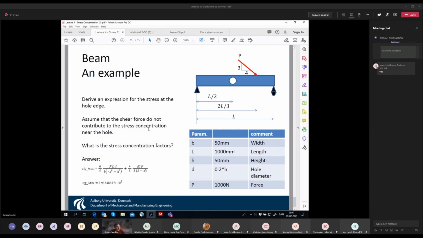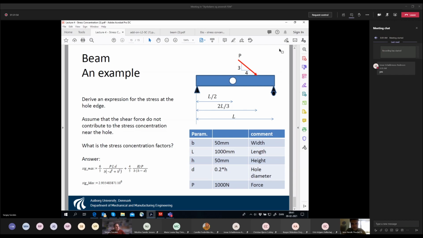So the thing is that we have this beam, which is simply supported, and you remember that this left edge, this triangle, means that you have the immobile support. So here you have vertical reaction force and horizontal reaction force, and here you have this kind of roller, and it suggests that at this point you have only vertical reaction force.